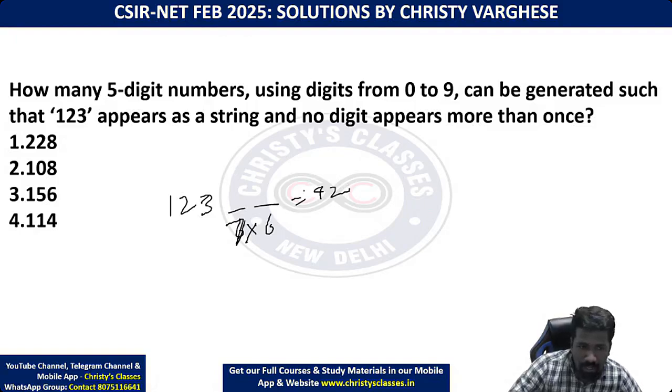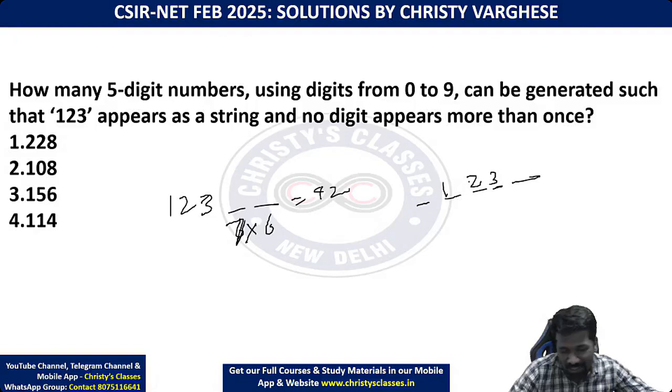So is it done? No. 1, 2, 3 can change its position. What about 1, 2, 3 in the middle? Here you have to be very careful. The options are not very difficult, but because the options are trickier, the chances of getting a wrong answer increase.